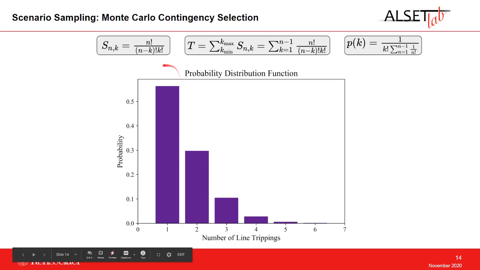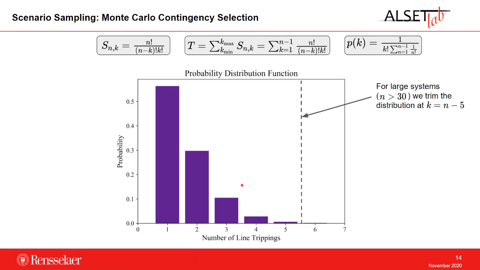So basically all scenarios with 1 line tripping will be included into basically any study. Then for 2 and 3, almost all of them will be there. And we have done something for large systems to help scalability of the contingency generation method. It needs to trim the distribution at k equals n-5.